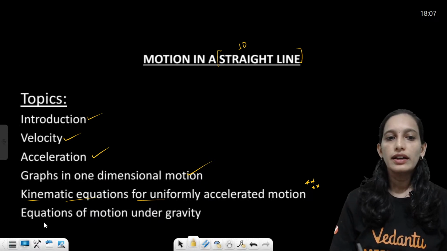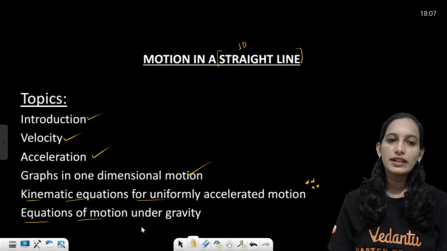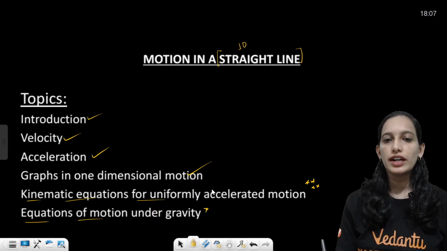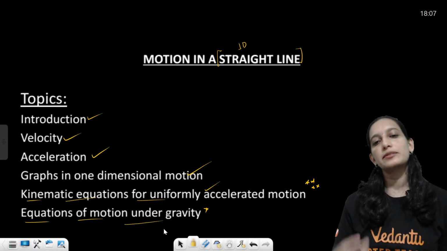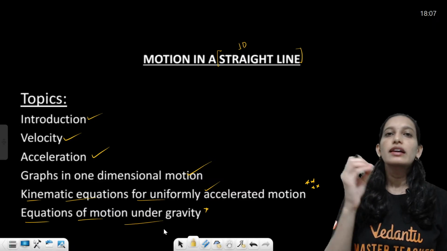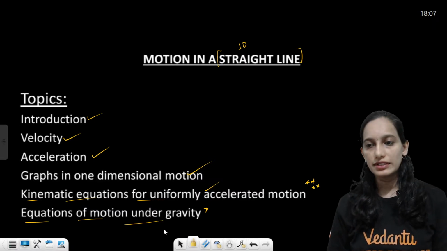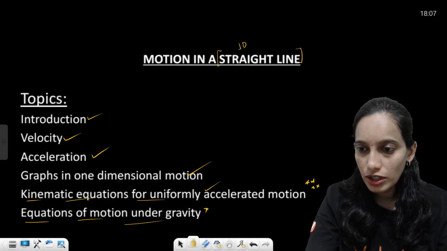Okay, and then the last concept in this chapter is equations of motion under gravity. This is just a slight modification of your kinematic equation to one specific case where the motion is only under gravity. Like a free fall case we will take and we'll discuss there. So this is the brief idea of the chapter. So let us learn one by one quickly.